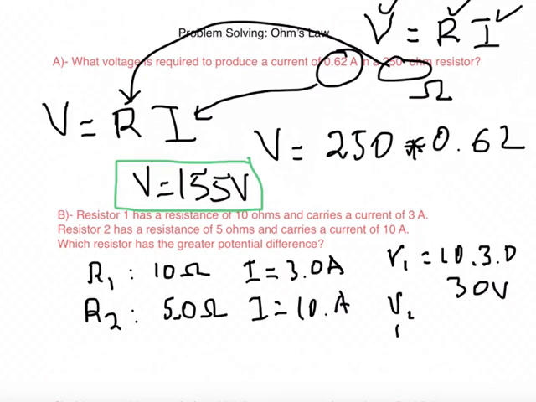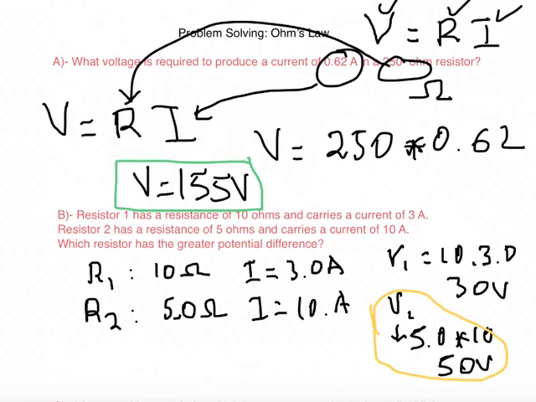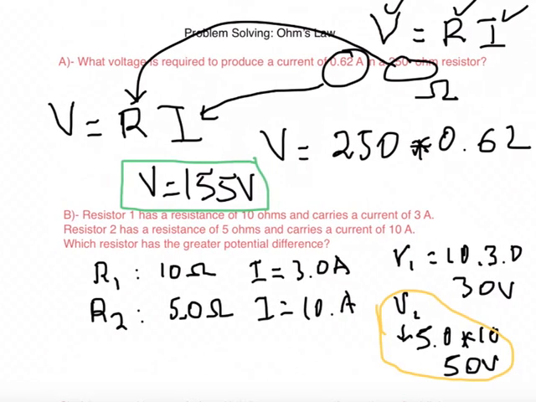and V2 would be 5.0 times 10, which is 50 volts. So from here we see that V2 has a higher potential because it's 50 volts compared to 30 volts. Okay, let's move to another question.